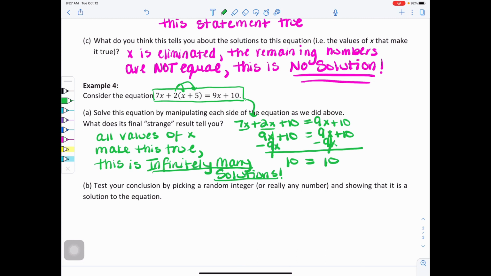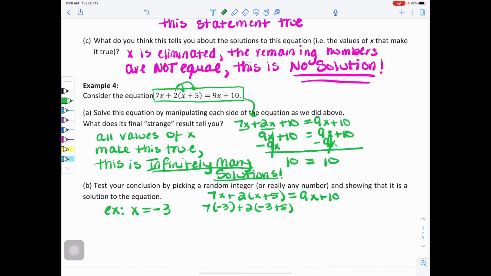So lastly in B, it says test your conclusion by picking a random integer, or really any number, and showing that it is a solution to the equation. So we can pick any number we want. I'm going to pick x equals -3. I'm going to take their suggestion and pick an integer. And I'm going to go back up to my original equation, which is 7x plus 2 times x plus 5 equals 9x plus 10. And I'm going to substitute in x equals -3. Every time I do that, remember it needs to go into a set of parentheses to show the substitution. Then I work my way through using order of operations.